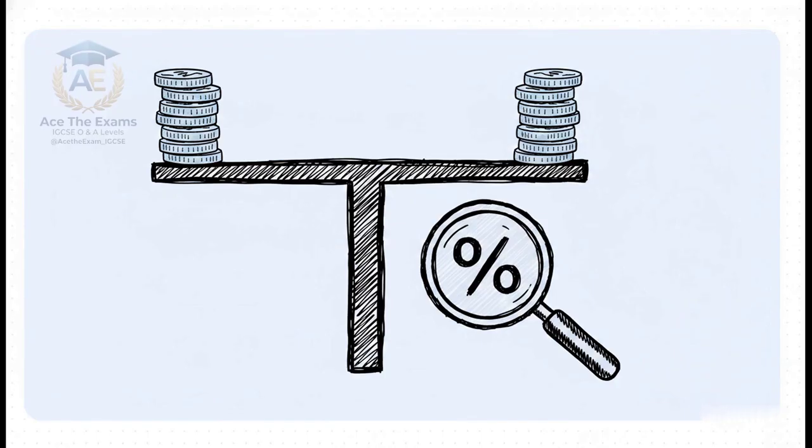But watch out for common mathematical pitfalls here. You have to master balancing these accounts by clearly distinguishing between balance brought down, which represents the start of a period, and balance carried down, representing the close. Also, be incredibly careful with miscalculating percentages.